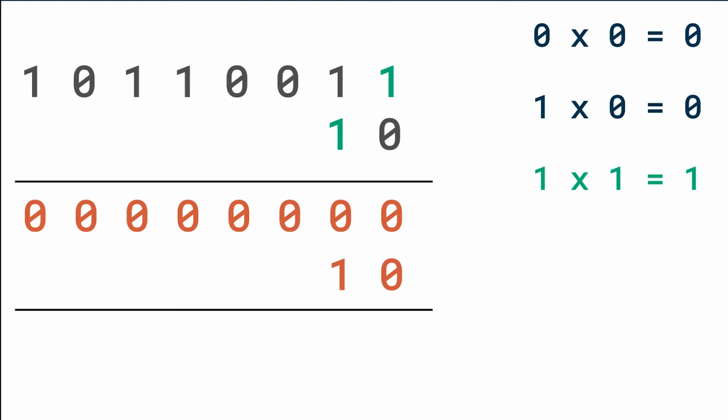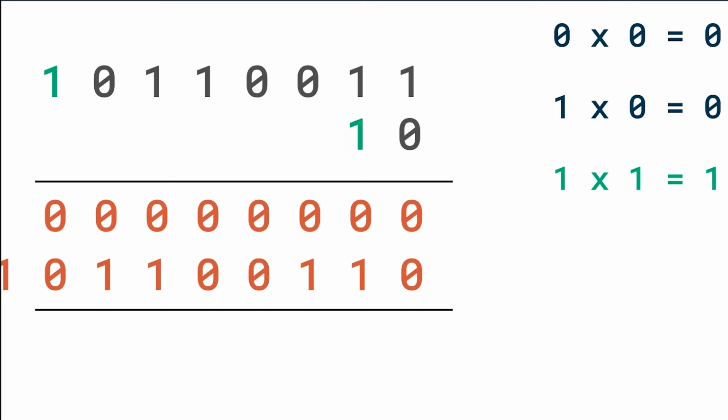Let's crack on. 1 times 1 is 1. Again, 1 times 1 is 1. 0 times 1 will be 0. 0 times 1 will be 0. 1 times 1 is 1. 1 times 1 is 1. 0 times 1 is 0, and 1 times 1 is 1. So now we're done with our multiplication steps.